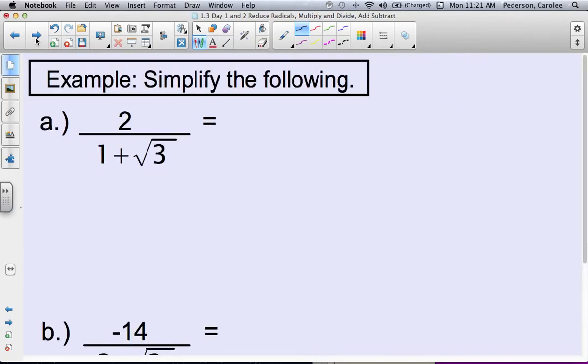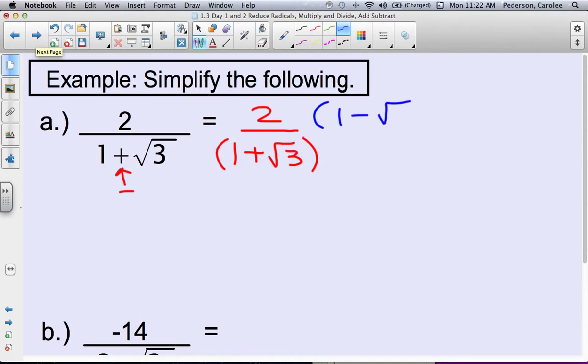Next example. Now we're getting into doing more rationalization, but now we have two terms in the denominator. So to be able to clean up this fraction, we have to multiply the numerator and the denominator by the conjugate. So the conjugate of this denominator is going to be a negative there. So I'm going to keep the first fraction, 2 over 1 plus the square root of 3. Then the conjugate of the denominator is 1 minus the square root of 3. So we do that to both the numerator and the denominator.